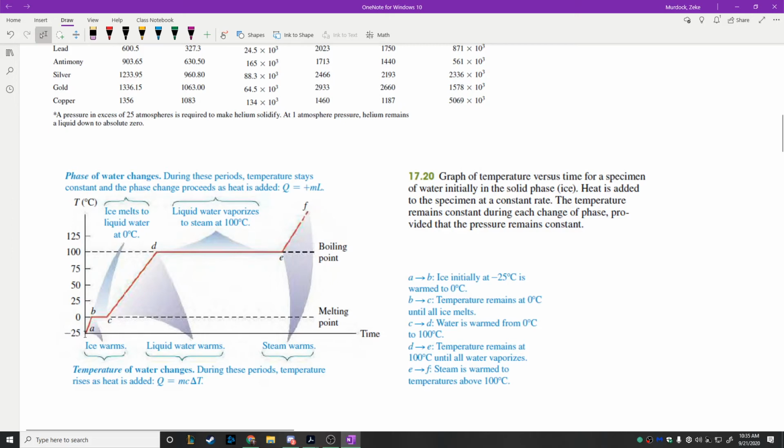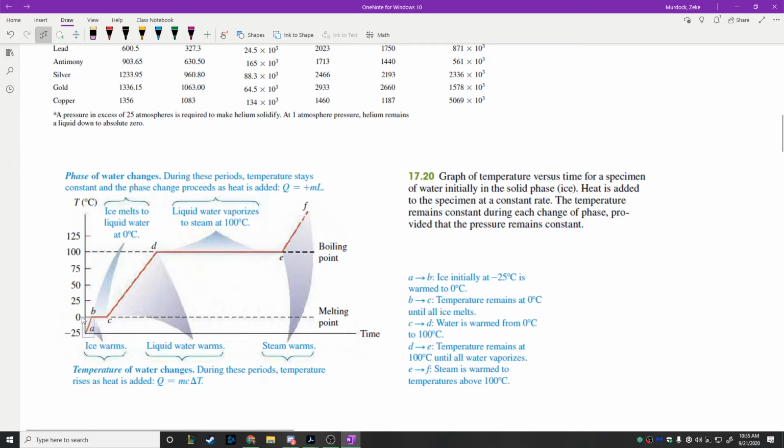Definitely the case that as you go right on this axis, the heat is being added to the system. All right, so you start off with ice from A to B. You've got this little slant right here that represents ice warming, right? And the slope of that slant is related to the specific heat of ice.